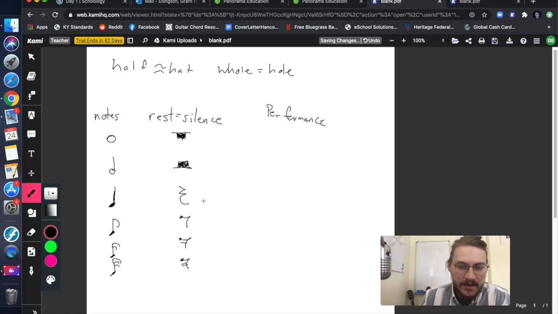The quarter rest is this funky thing. It's a Z with a tail. And then we've got the eighth rest. They all look kind of like sevens, and then they have little tails, just like the notes have flags on this side.